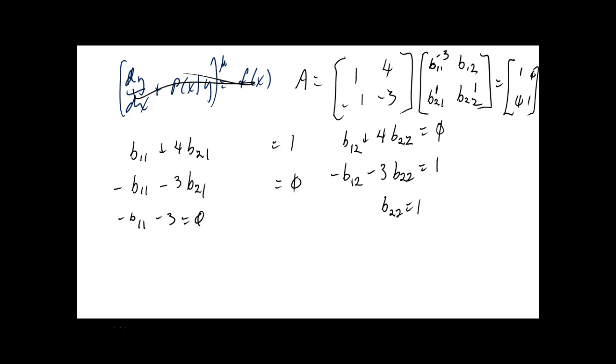And then plugging in, you get the same thing. B12 equals 3, right? Oh, no, it's not 3. Hold on. It's negative 4. B22 is 1, right? And then B12 is negative 4. That's certainly right. So this is negative 4.